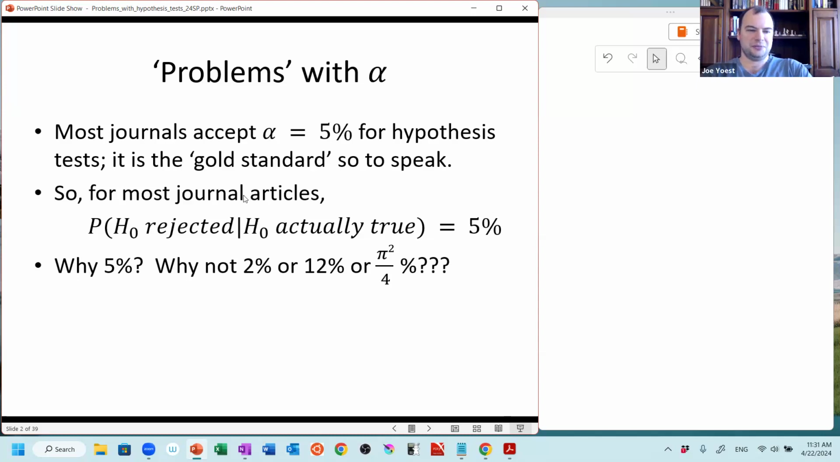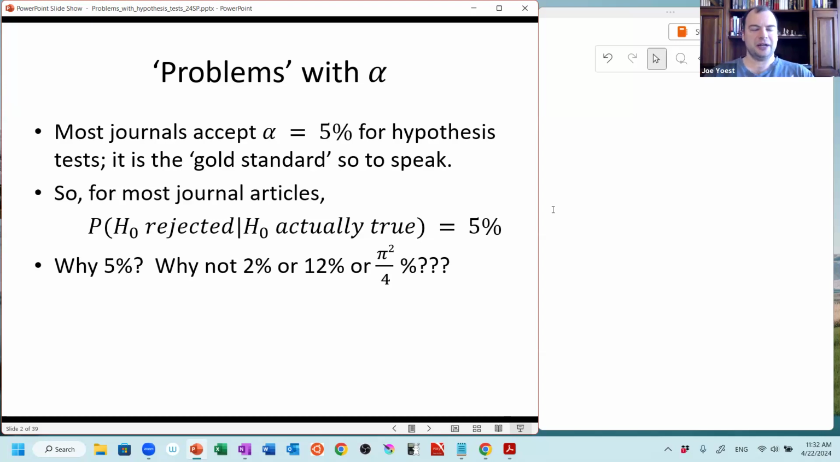So for most journal articles, we can say that the probability that the null was rejected, given that it's actually true, or the probability that we have kind of demonstrated something noteworthy, but it's actually false in reality, is 5% or about 1 in 20. So why did people choose 5%? Why not 2%? Why not 12%? I remember as a freshman, when I was coming across hypothesis tests, I thought, man, a 1 in 20 chance of potentially making a big error seemed to me to be a pretty big risk to take. So why wouldn't we use like 1% or something?